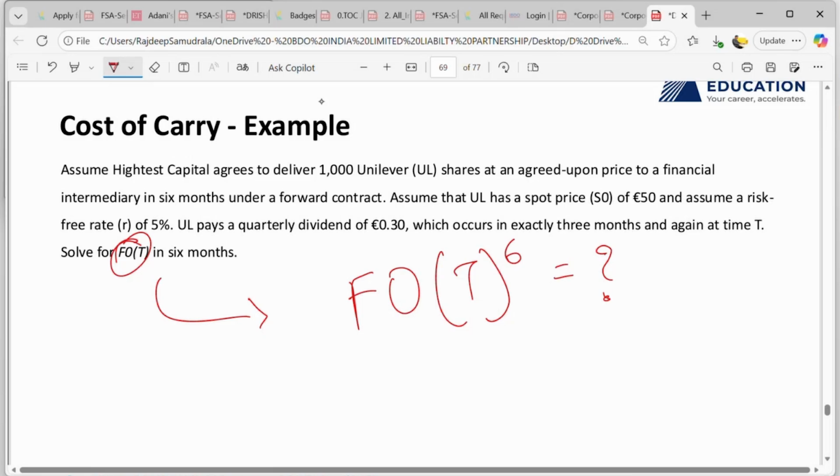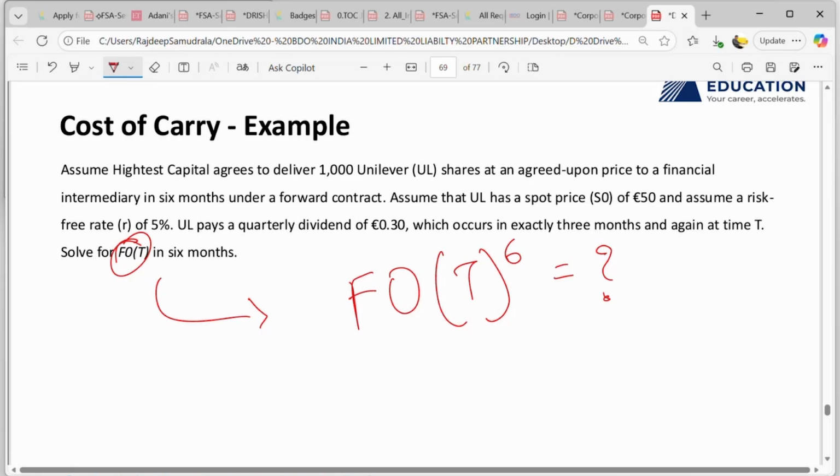So it's saying that it pays dividend for 3 months, but then it is asking for 6 months. So how will we do that? Correct. So you have to do it for 3 months only. You have to consider the factor of 3. I'm sorry, sir. Can you repeat? The interest rate only for 3 months.